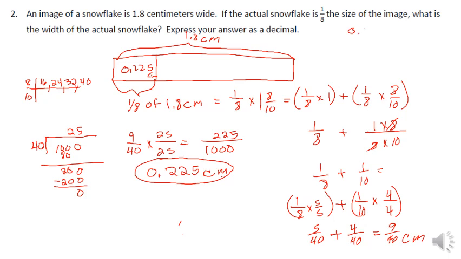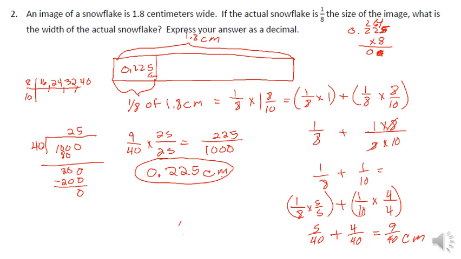Okay, so I'm going to go ahead and multiply that by 8, because 8/8 should equal 1.8 centimeters. So let's go ahead and multiply by 8. 8 times 8 is 64. 8 times 2, excuse me, that should be a 5. 8 times 5 is 40.